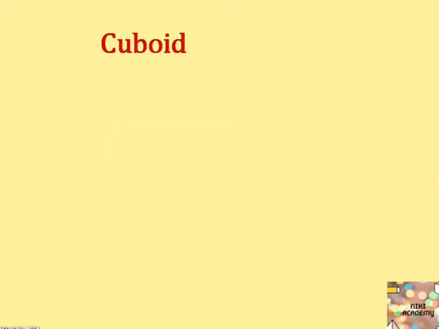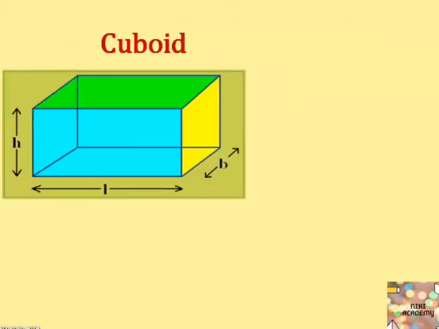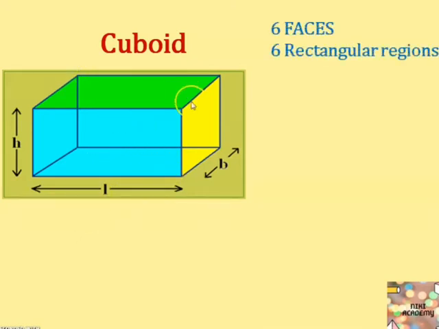The first one we are going to see is the cuboid. So this is the shape of a cuboid, and the cuboid has six faces, that is, six rectangular regions. So we are going to find the area of each rectangle and add them so that we get the surface area of the cuboid. First we are going to find the top and bottom faces of the cuboid. The top and the bottom faces of the cuboid have the same area. Similarly, the front and back, and the left hand side and the right hand side.